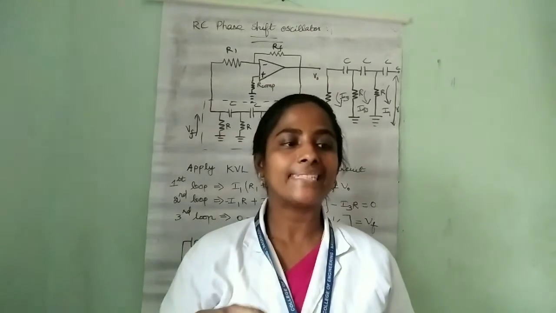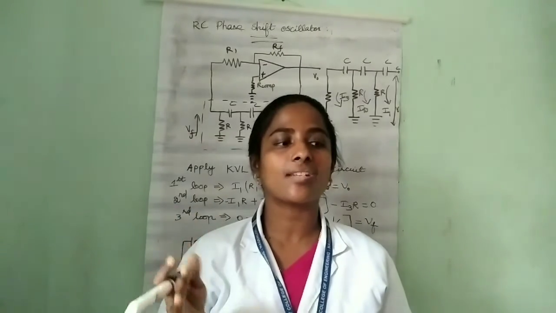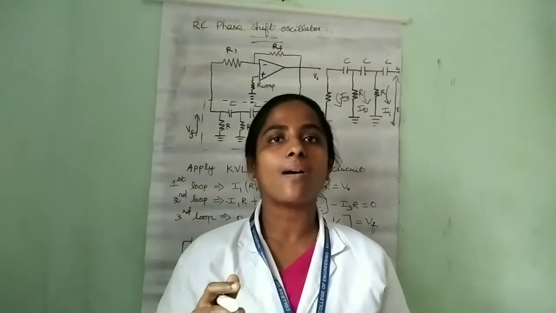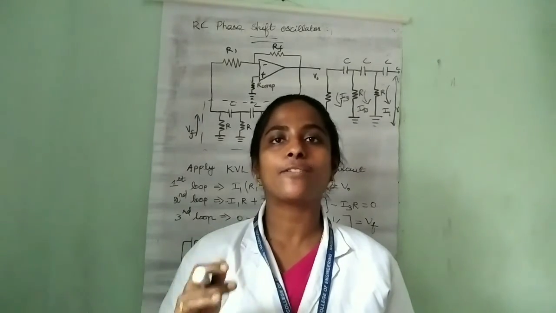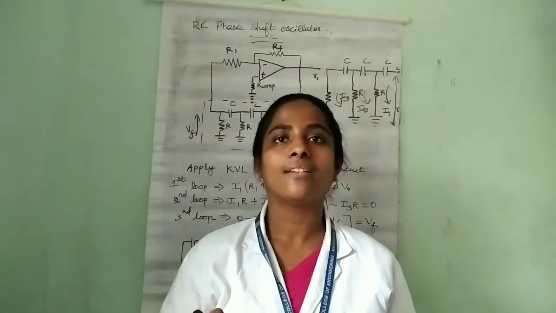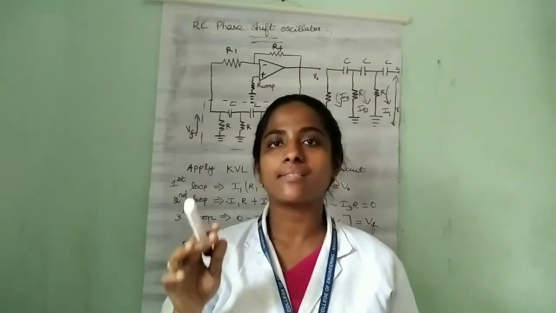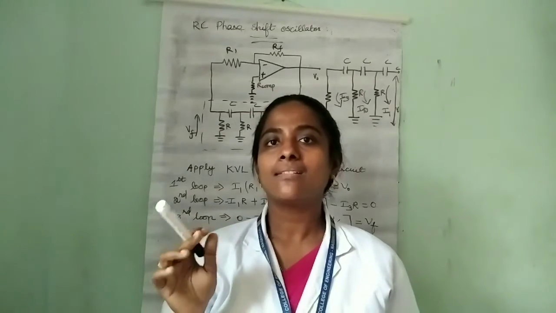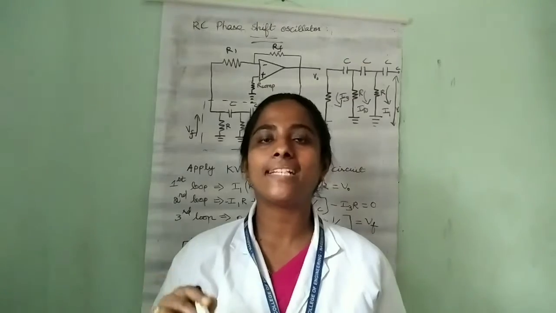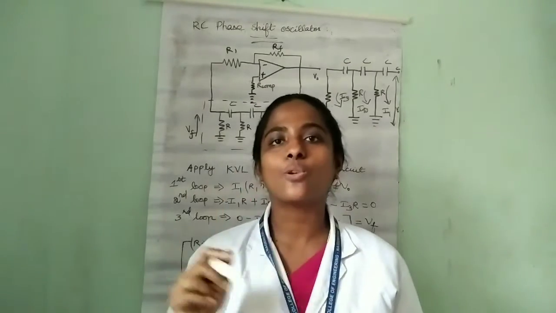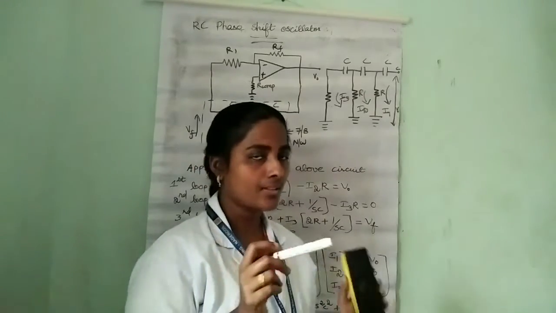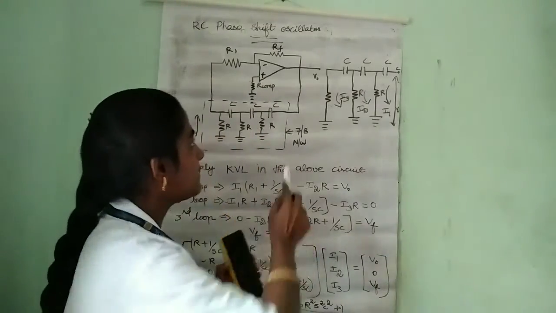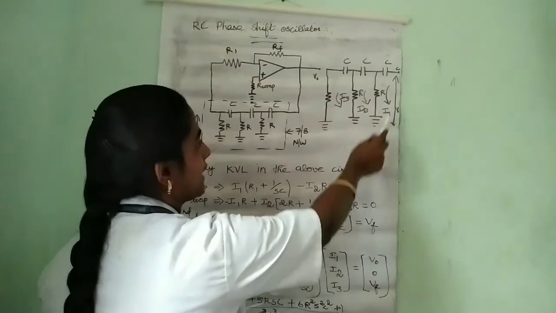Here the feedback network consists of 3 identical RC stages. Each RC stage produces a 60-degree phase shift, so we have a total of 180 degrees from the network and 360 degrees overall. Now we can see this diagram, the equivalent circuit.